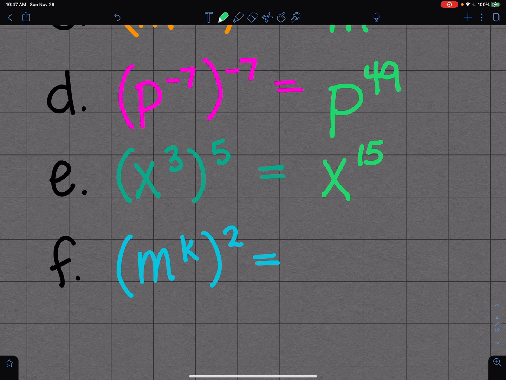What about the next one? Ooh, it's a little tricky because there is a variable here. M raised to the K, the whole thing raised to a 2. It's going to be M raised to the K times 2. Let's write it 2K because I like that better.